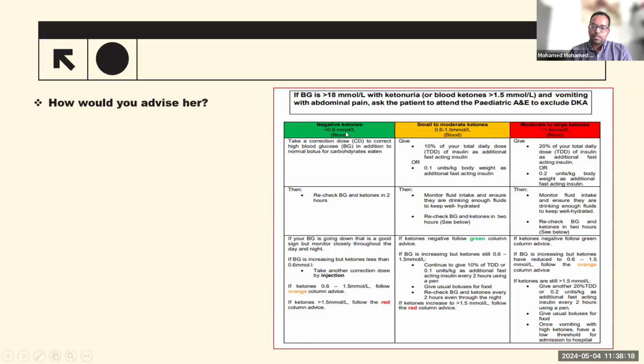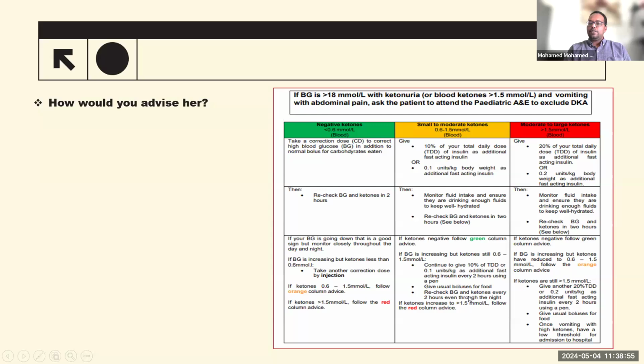Based on your ketones, you can go either mild, moderate, or severe. Less than 0.6 is normal, up to 1.5 is moderate, and more than 1.5 is red. Feel free to read through it. It's a very nice guide. If they are in the mild category, with no DKA symptoms and they look fine, you just give them a correction dose, just the ISF dose, and then repeat the blood glucose in 2 hours and see how it goes.